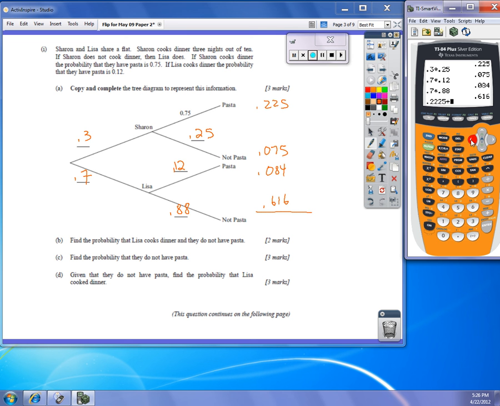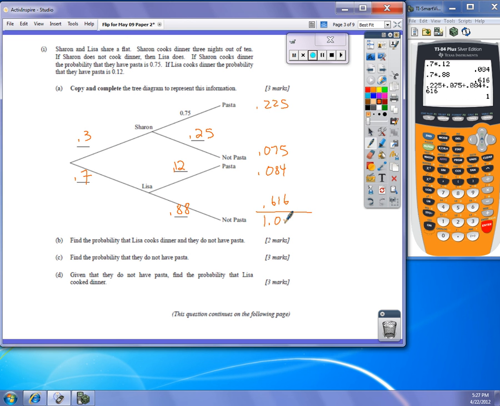0.225 plus 0.075. Oh wait, I asked a question. What should that all add up to? Yes, please say it should all add up to 1. 0.084 plus 0.616. And there we go. That's 1.0. So we know we did our arithmetic correctly.